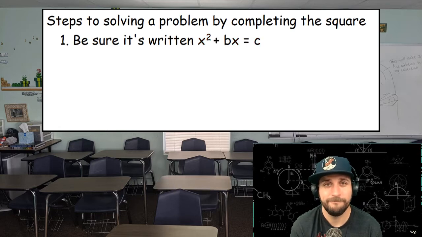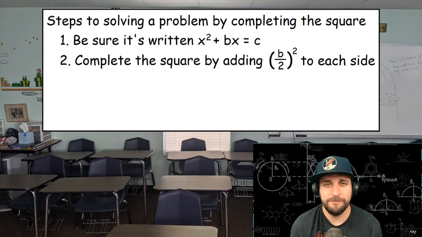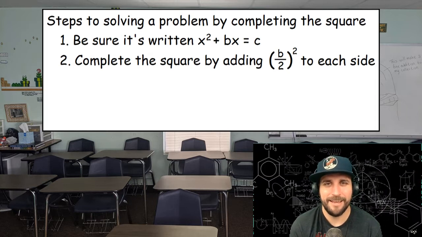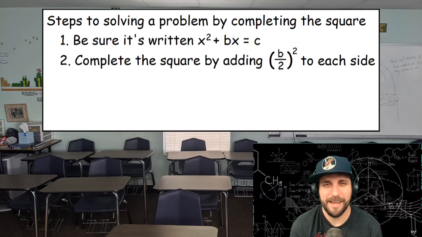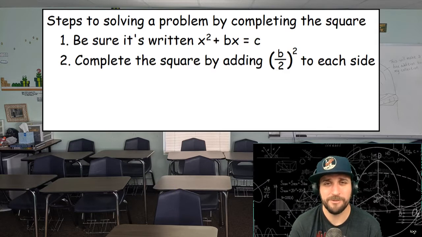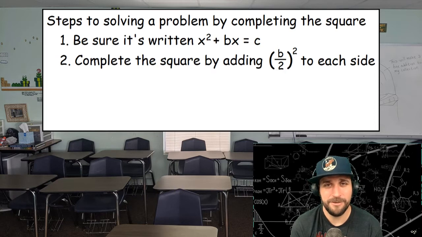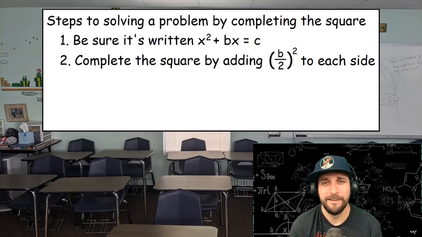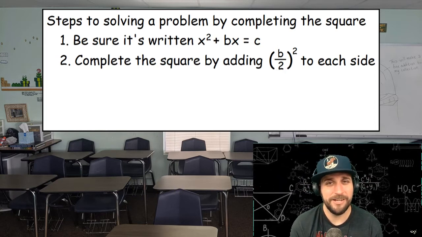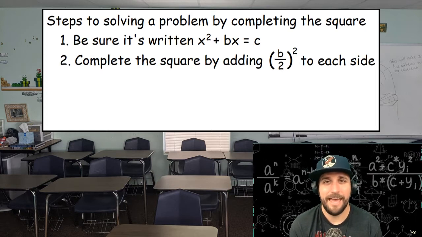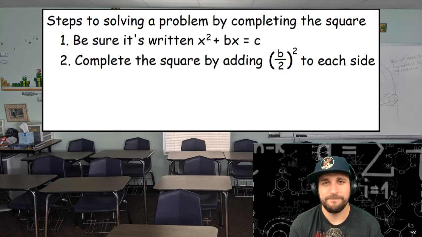Step 2, we want to complete the square. So we want to make our left-hand side a perfect square trinomial. We want to make x squared plus bx a perfect square trinomial. So we complete the square by finding b over 2 squared and adding it. If we do something on one side of the equation, we have to do it to the other. So you find b over 2 squared, add it to both sides of your equation.